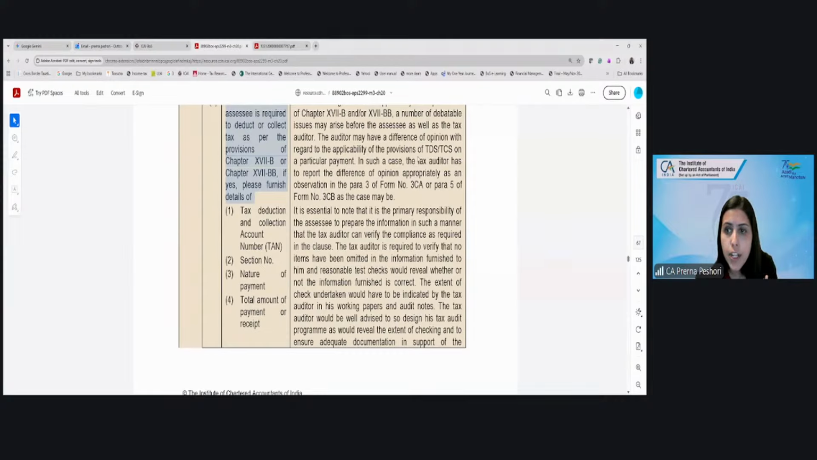How will the tax auditor verify this? How will he check this? From the income tax portal using TAN number?